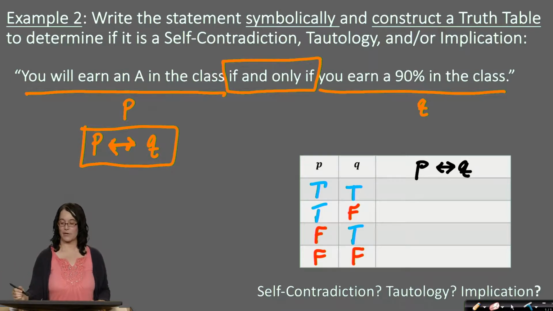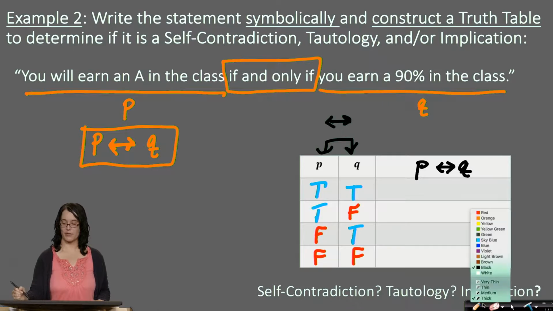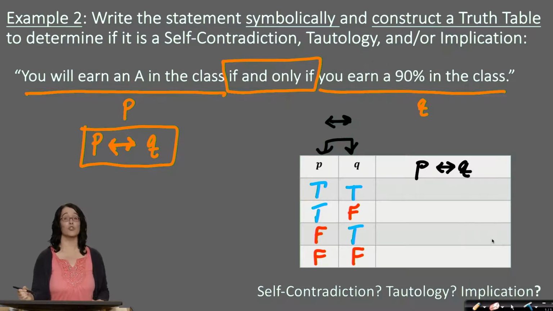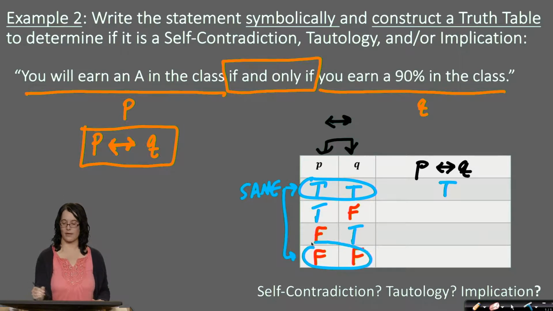Okay. Because we're only comparing these two, P and Q, in order for this biconditional to be true, what had to happen? Look at your notes if you need to. It's only true if they're both the same. So are they both the same? Yep, in the first case, they're both the same, both true. So that is a truth. And in the last case, they're also the same, aren't they? So that is a true.